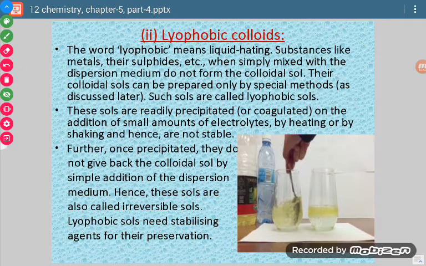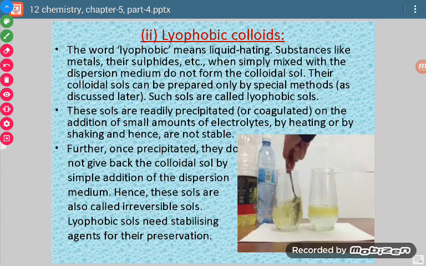Okay, then it is feasible and then it stays. Now here in this diagram you can see we are mixing the dispersed phase in the dispersion medium, but they are forming different layers, so there is no interaction between the dispersed phase and the dispersion medium. So for making a similar type of mixture, what is required? Some stabilizing agent is required, which will bind both the molecules, and then a particular mixture will be obtained and there will be lyophobic colloid formation.